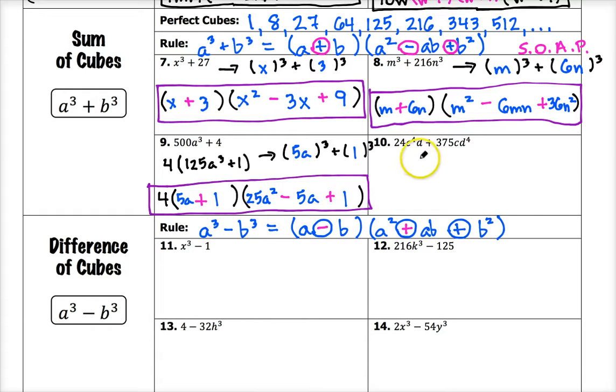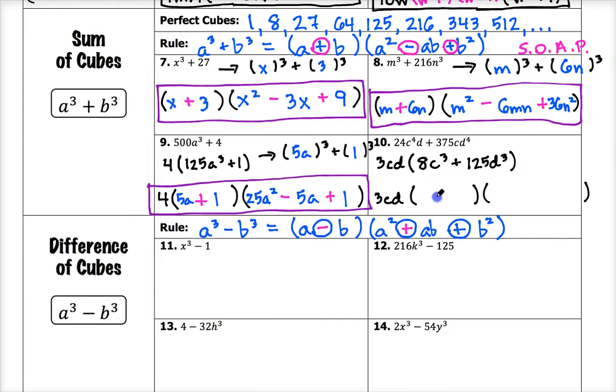Okay, number 10, 24c to the fourth d plus 375c d to the fourth. You have a GCF you can factor out, and that GCF is 3cd. Okay, so make sure you factor that out first, 3cd. You're then left with 8c cubed plus 125d cubed. Okay, so bring your 3cd down, and now we have a sum of cubes left over.